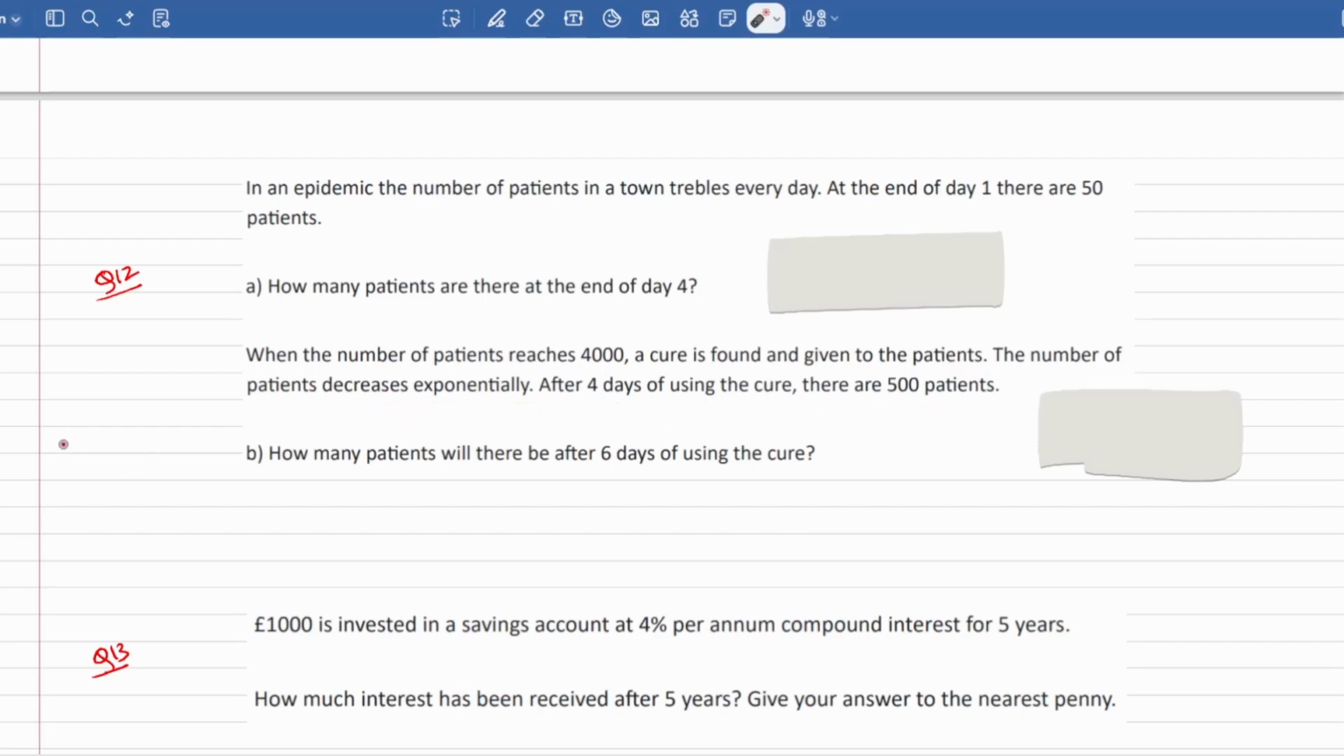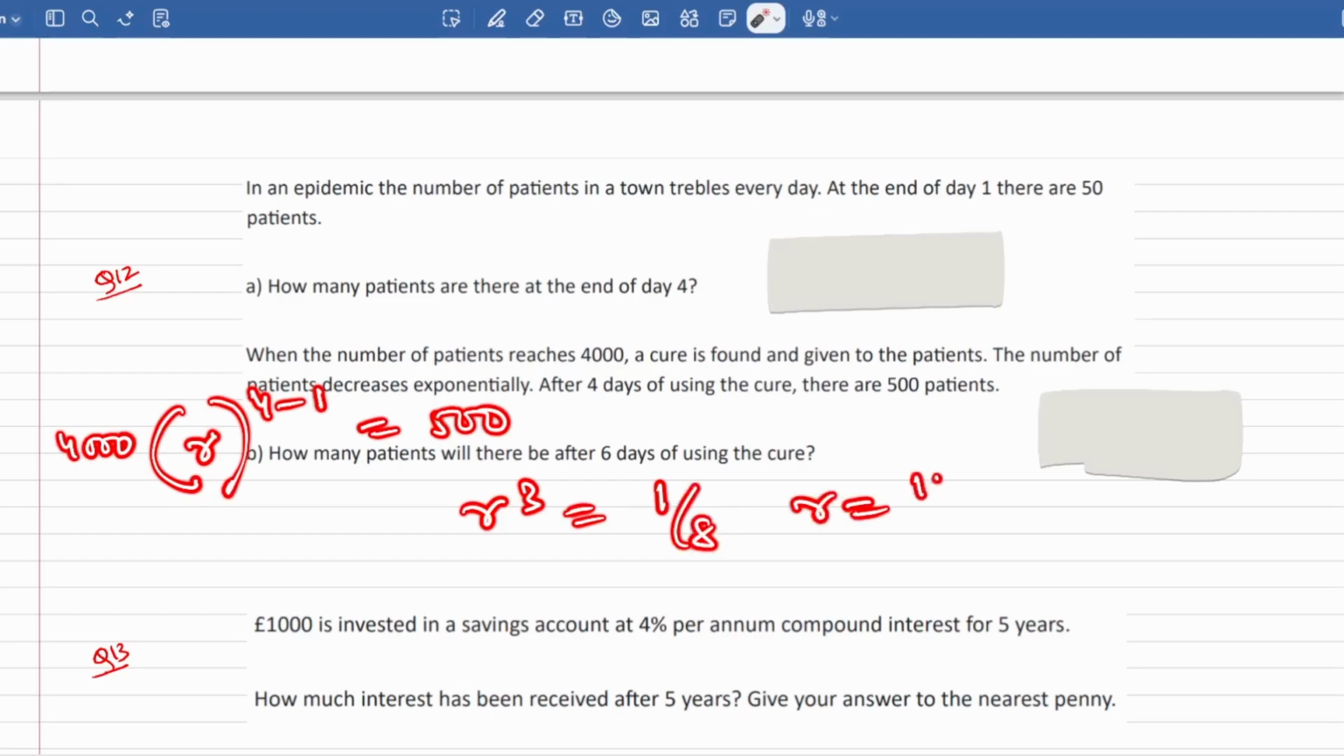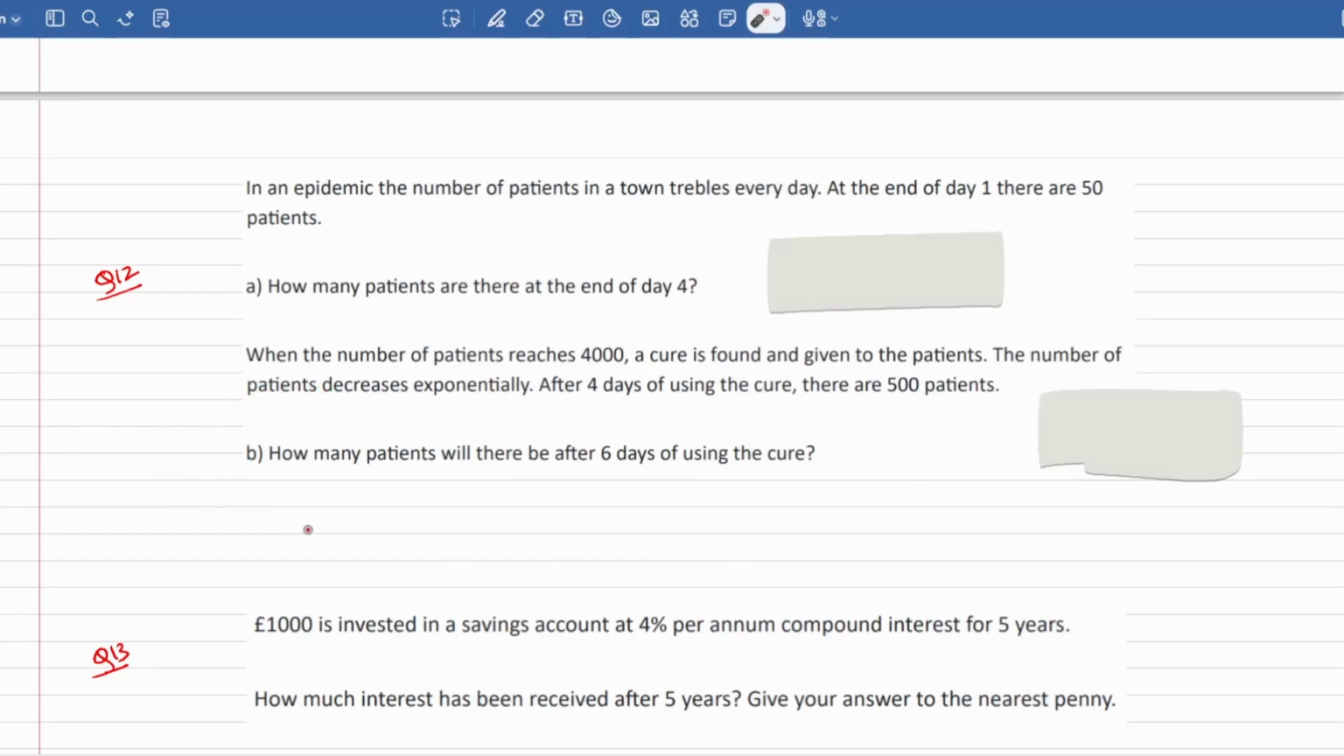So that means if I take 4,000 into the common ratio r to the power 4 minus 1, this should be equal to 500. So basically r cubed is equal to 1 by 8, which would give r is equal to 1 by 2. So the number of patients halves every day. Okay. How many patients will be there 6 days after the cure?